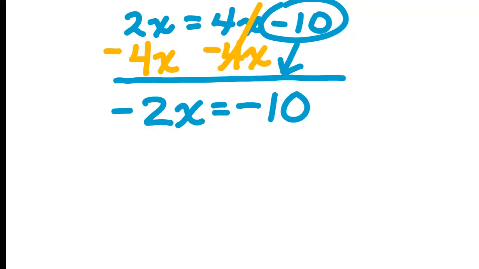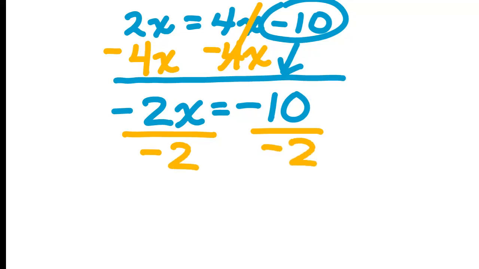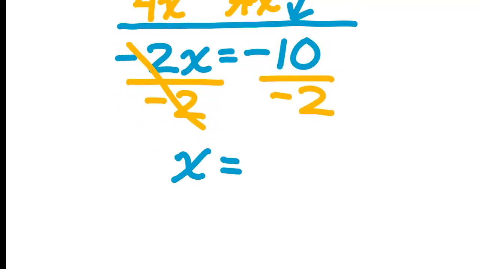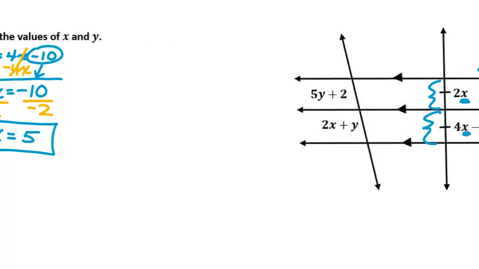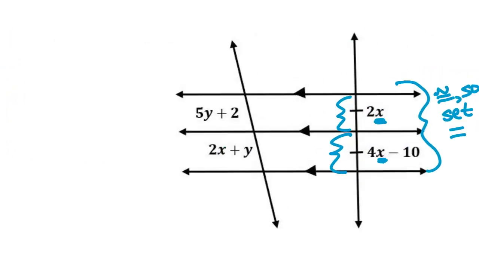What do I need to do now to get the x all alone? Divide. What are we dividing by? Negative 2. And a negative divided by a negative makes it a positive. So since it's negative divided by negative, I do positive 10 divided by positive 2. And that means x is 5. Do parallel lines ever touch? No.